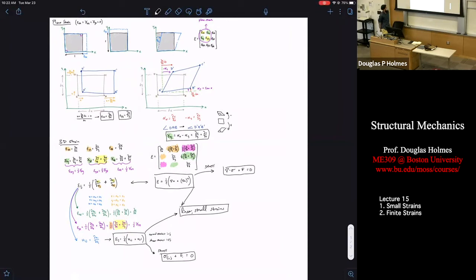I guess I mostly want you to take away a couple of things from this. One of the things I want you to take away is that just like stress, strain is a tensor. It has 9 components, 6 of them are unique. Just like stress, 9 components, 6 of them are unique. I want you to know this.